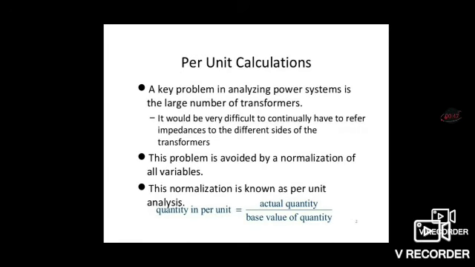How to calculate the per unit value? The key problem in analyzing a power system is the large number of transformers. So it would be very difficult to continually have to refer impedances to the different sides of the transformers. This problem is avoided by normalization of all variables. This normalization is known as per unit analysis. The formula for per unit is equal to actual quantity divided by the base value of the quantity.